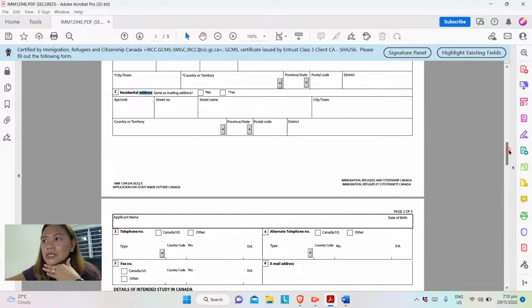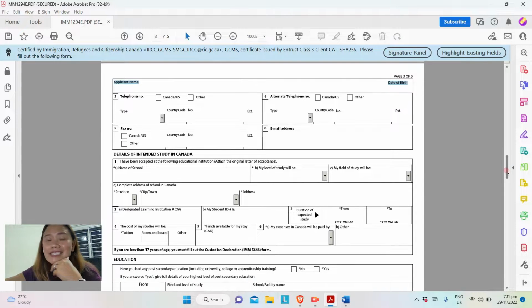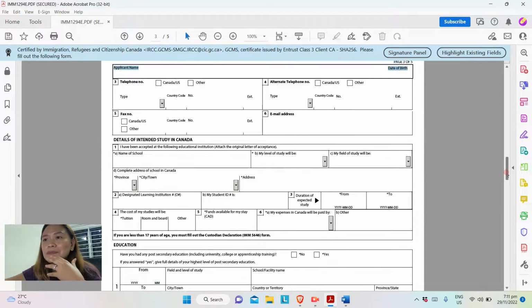Okay, next would be contact details, phone number, alternate phone number. Those without the asterisk are not required. So if you don't want to put, then don't put. But it's good to have a phone number at least, so the immigration can contact you. Just like in my case when the immigration called me in Singapore.